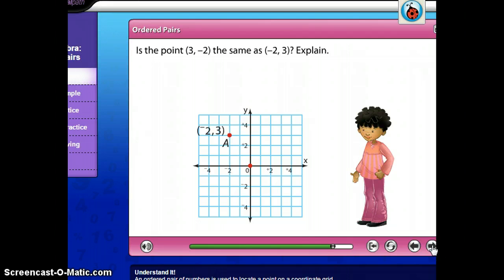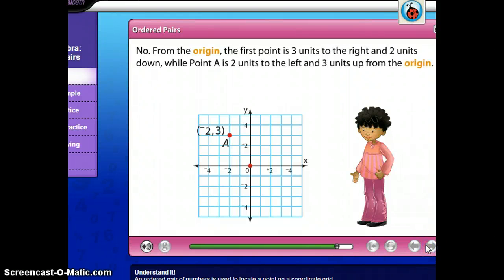Is the point 3, -2 the same as -2, 3? Is it the same? Explain. Why? Well, I feel like it should be a different part of the grid. A different part of the grid, yeah. 3, -2 means 3 is your x, -2 is your y, right here. -2, 3 means -2 is your x, and 3 is your y. Two different points on the grid. We give you two different locations.